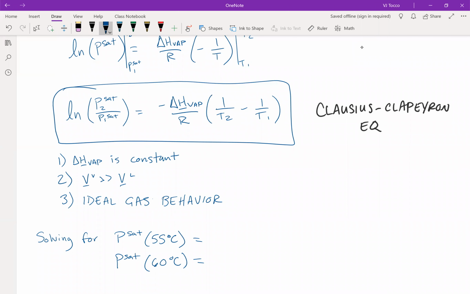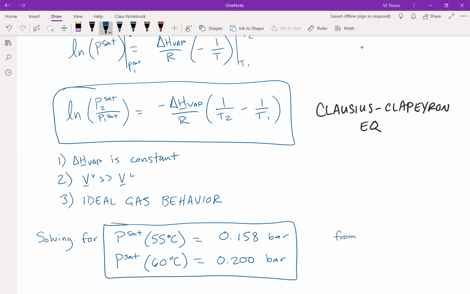The saturation pressure at 55 C would be 0.158 bar, and at 60 C would be 0.2 even bar. Now that we have our final answer, this is what they asked us to solve. From the steam table, we can look up and see how accurate these answers were. If you look up the saturation pressure at 55 C, you find that it's 0.158 bar, which is exactly the same. And for 60 C, it is 0.199 bar. So these estimates are pretty good.